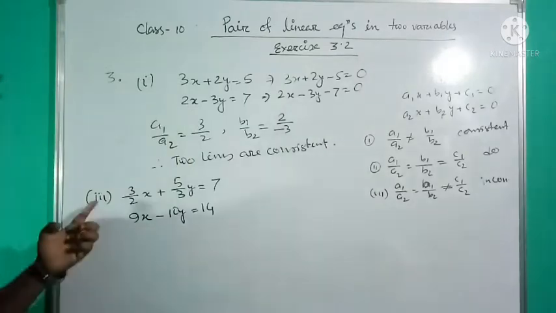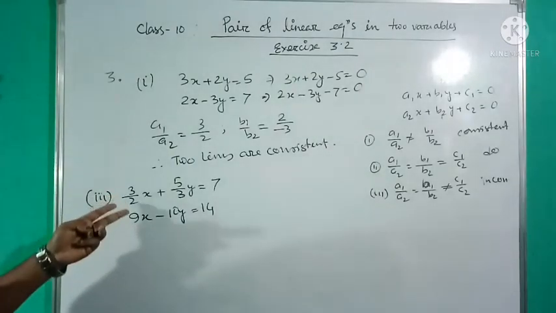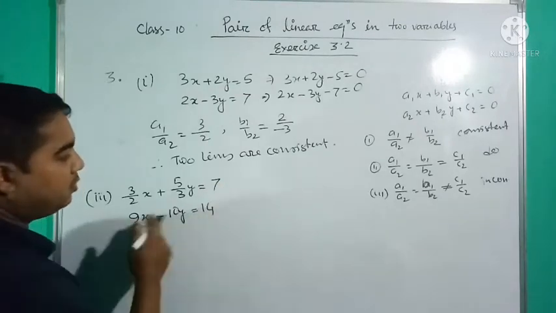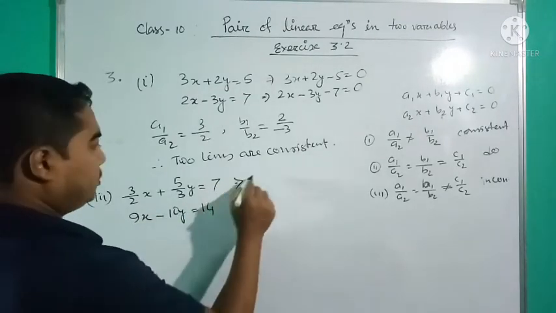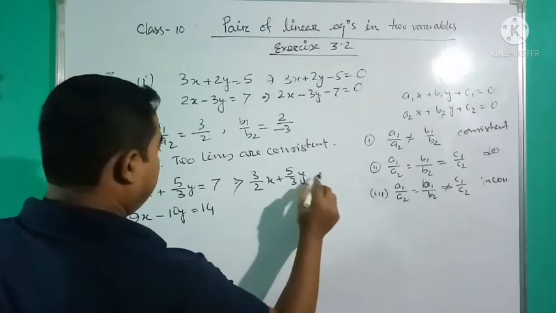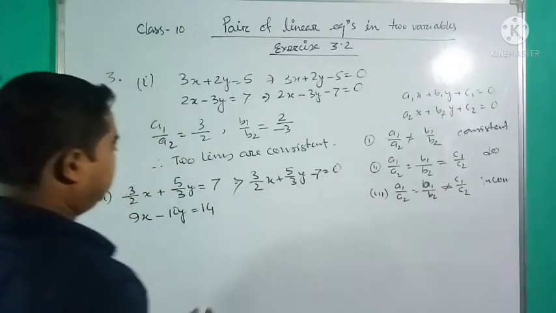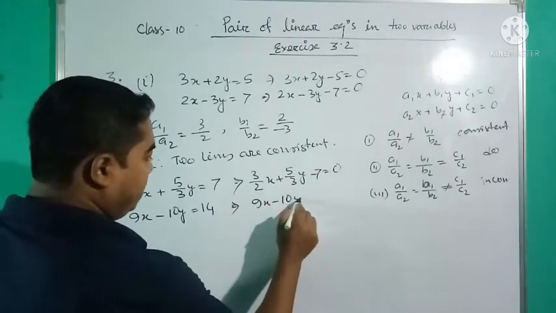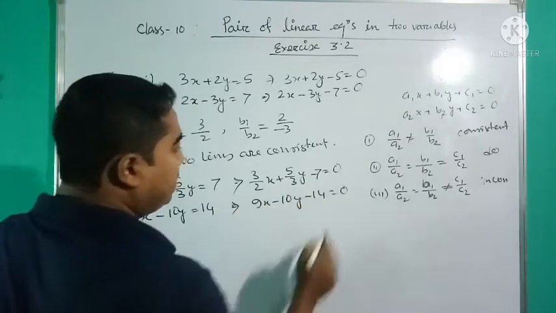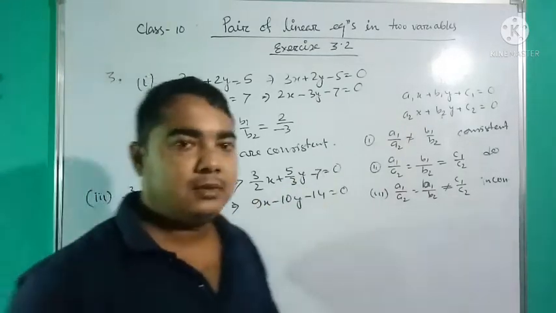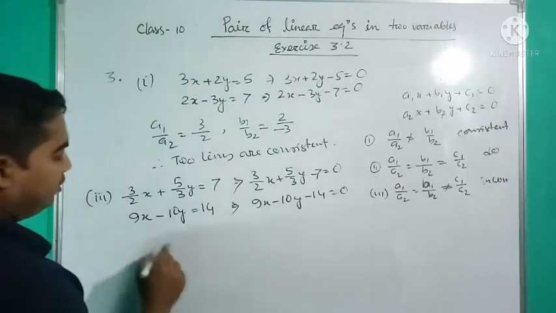Next, number 3. See, again the same condition. The right side c value given, transfer to the left side. Then 3 by 2 x plus 5 by 3 y minus 7 equals 0. And the second equation is 9x minus 10y minus 14 equal 0. See, they are in the general format. Okay. Now find out the a1 by a2 value.